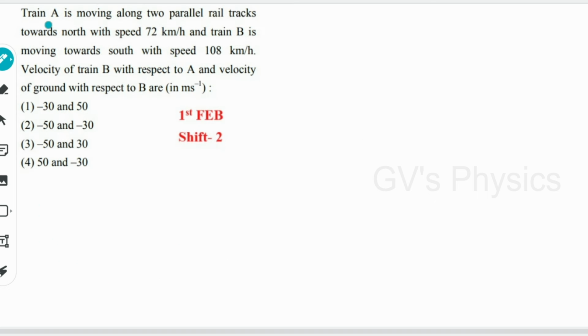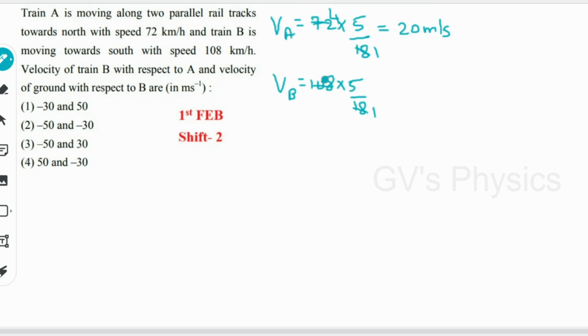Next one, direction type question. A train A is moving along two parallel rail tracks towards north with speed 72 km per hour, and train B is moving towards south with speed 108 km per hour. So first we have to convert kilometer per hour to meter per second. So velocity of train A is 72 km per hour. To convert to meter per second, you have to multiply by 5 by 18. So if you cancel, this is 1 and 4. 4 5s are 20, which is 20 meter per second. And same way, velocity of B is equal to 108 into 5 by 18. So if you cancel, again 1 and 6, 6 5s are 30. So which is 30 meter per second.